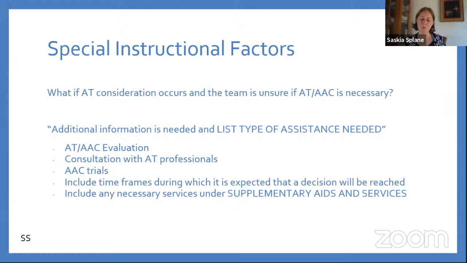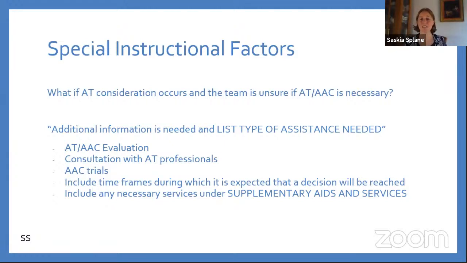Assistive technology considerations must be had for every single child who has an IEP. And so when you check that box that assistive technology is needed, you will list the type of assistance that's needed. If you already have AAC in place, great. And you would put a brief description of what that is.